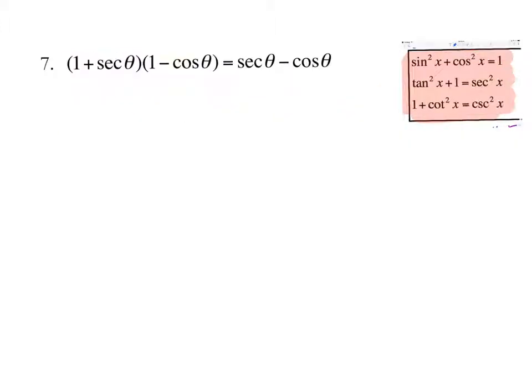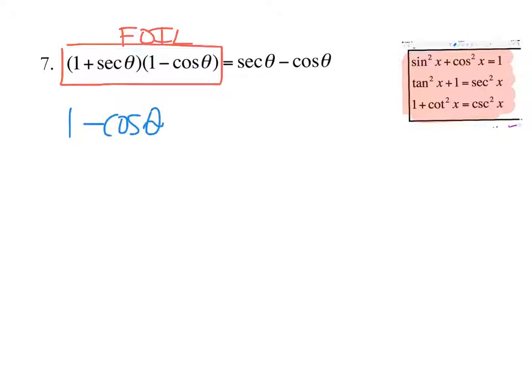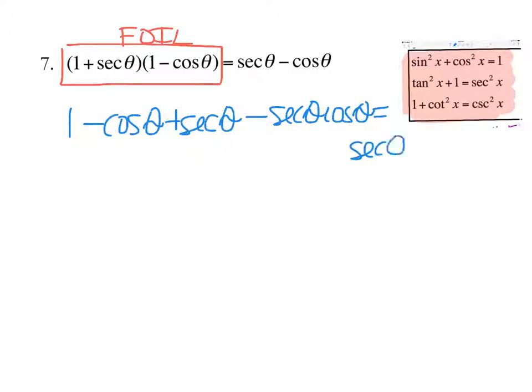Alright, number 7 next. When you look at this one, we definitely want to FOIL, which I think most people got to that step okay. It's 1 for the first, the outside is minus cosine theta, the inside is plus secant theta, and then the end is minus secant theta cosine theta. And our goal is to get that to equal secant theta minus cosine theta.